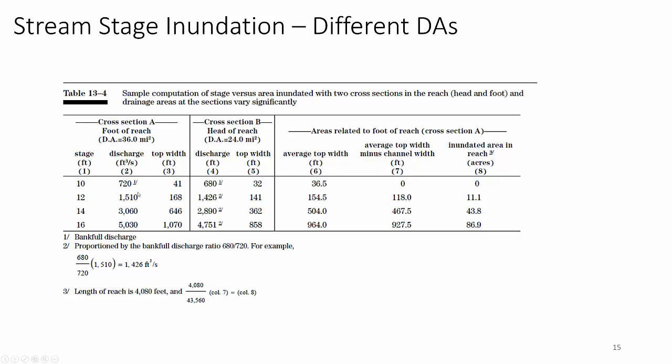Then as we move out of the bank, we subtract the bank full width from the stage width, and that gives us the out of bank width. Then we average those, and we come up with our average top width minus channel width, and we come up with inundated area in acres. The acres is just the width in feet times the length in feet, divided by 43,560 square feet per acre.